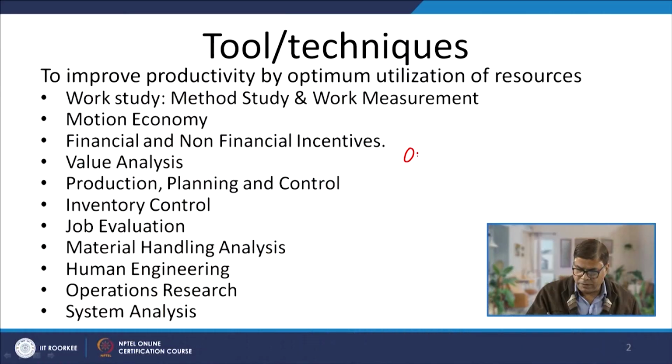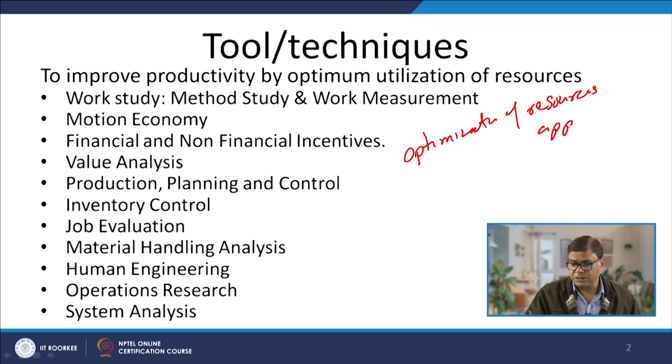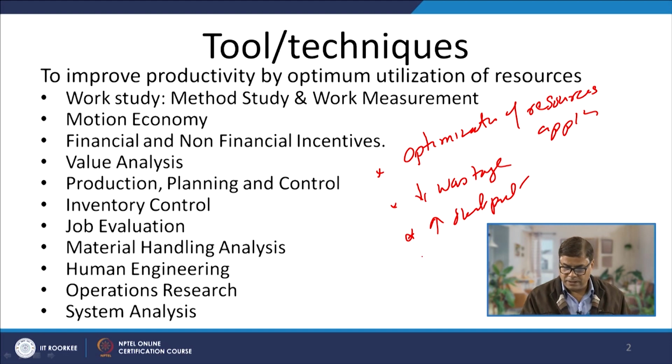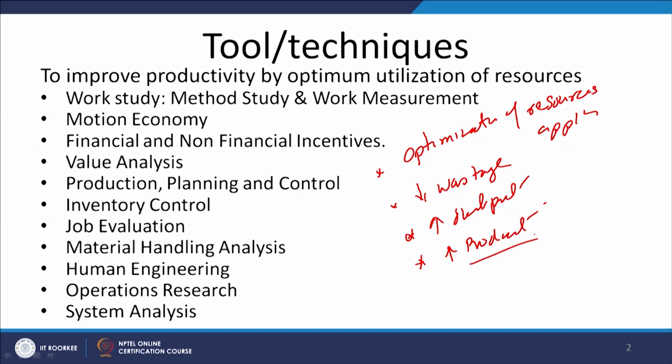So, starting with the tools of industrial engineering, we have a range of tools which are used primarily for optimization of the resource applications, so that the wastage is reduced and the output in a given situation is increased, and these in turn help in increasing the productivity. This is what in general is realized through these tools.